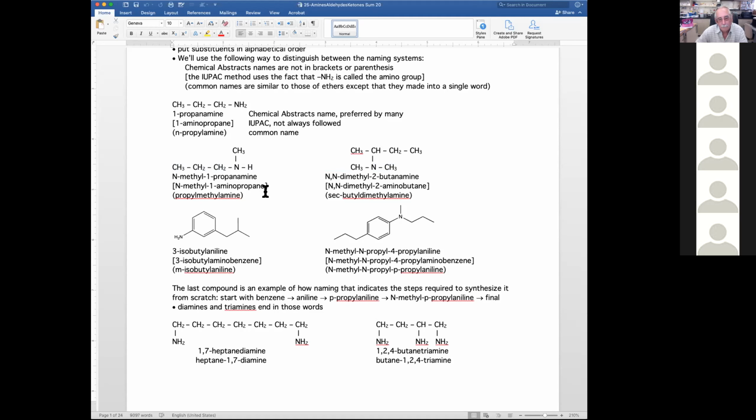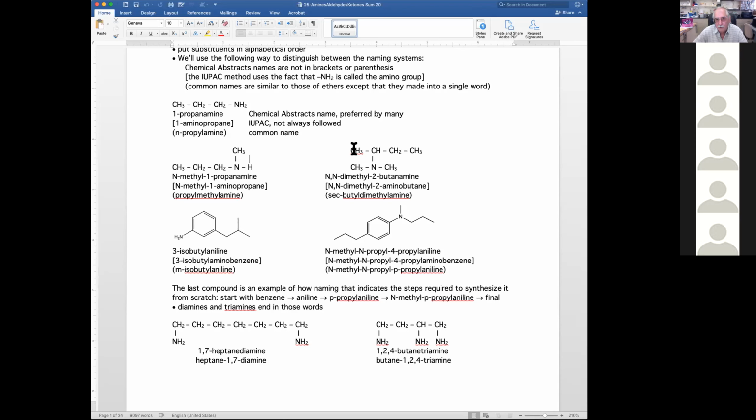And if you look at the old-fashioned name, the common system, this would be the propyl group. This is the methyl group. So it's propylmethylamine. Notice that they did not use alphabetization. Sorry.